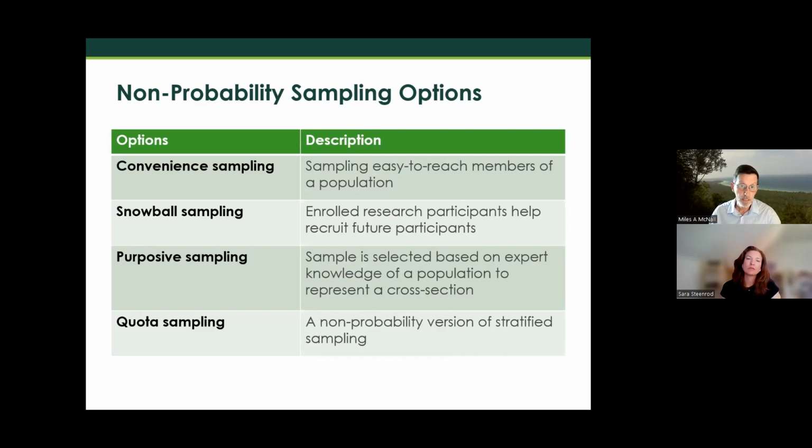Purposive sampling is sampling based on some expert knowledge of a population and your attempt to create a representative cross-section of that population. We used this technique several years ago when we were doing an evaluation of school-based health centers. We knew that there were some major differences between school-based health centers based on whether they were in urban or rural locations, whether they were newly established or had been established for some time and in operation.